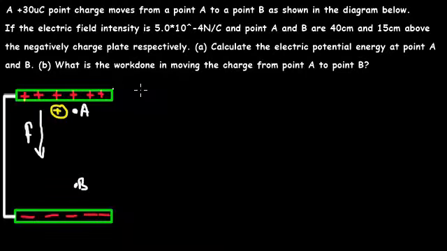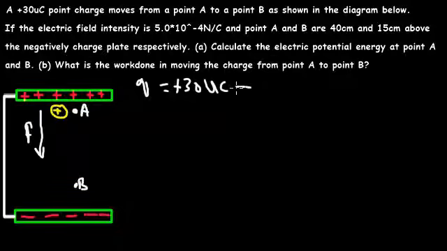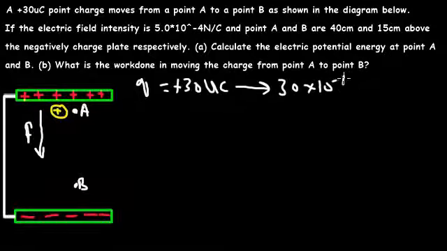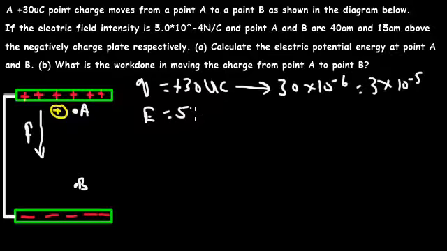So first, let's write out what we know in order to find what we don't know. Let's start with the charge. The magnitude of the charge Q is given as positive 30 microcoulombs. So we have to have it in coulombs. All we need is to multiply it by 10 to the power of negative 6, and therefore we have 3 times 10 to the power of negative 5. Excellent. Now we have the magnitude of the electric field E, that's given as 5.0 times 10 to the power of negative 4 Newton per coulomb. So that's in the appropriate SI units.